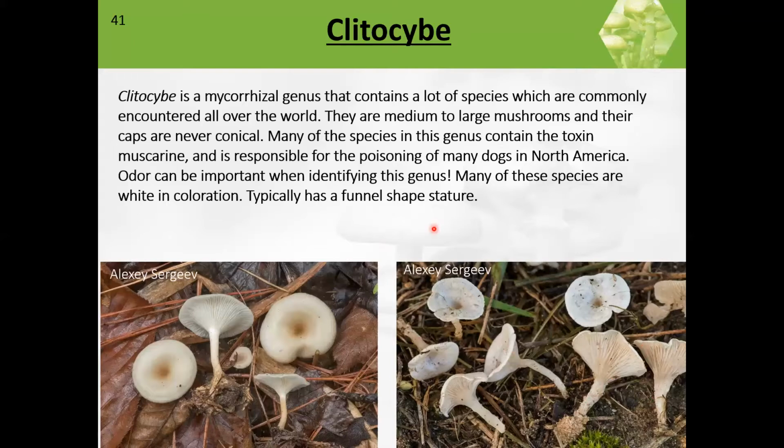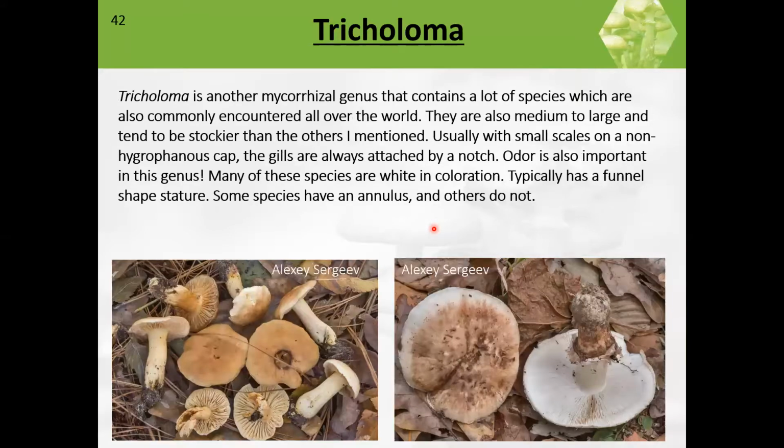The odor is very important as well. A lot of these species have the same coloration. It's usually white, kind of gray, light gray, or light tan. Pretty much you don't want to eat these. They're mycorrhizal in nature and grow under certain trees. In North Texas, they really love oak, so you'll see a lot of these in the future.